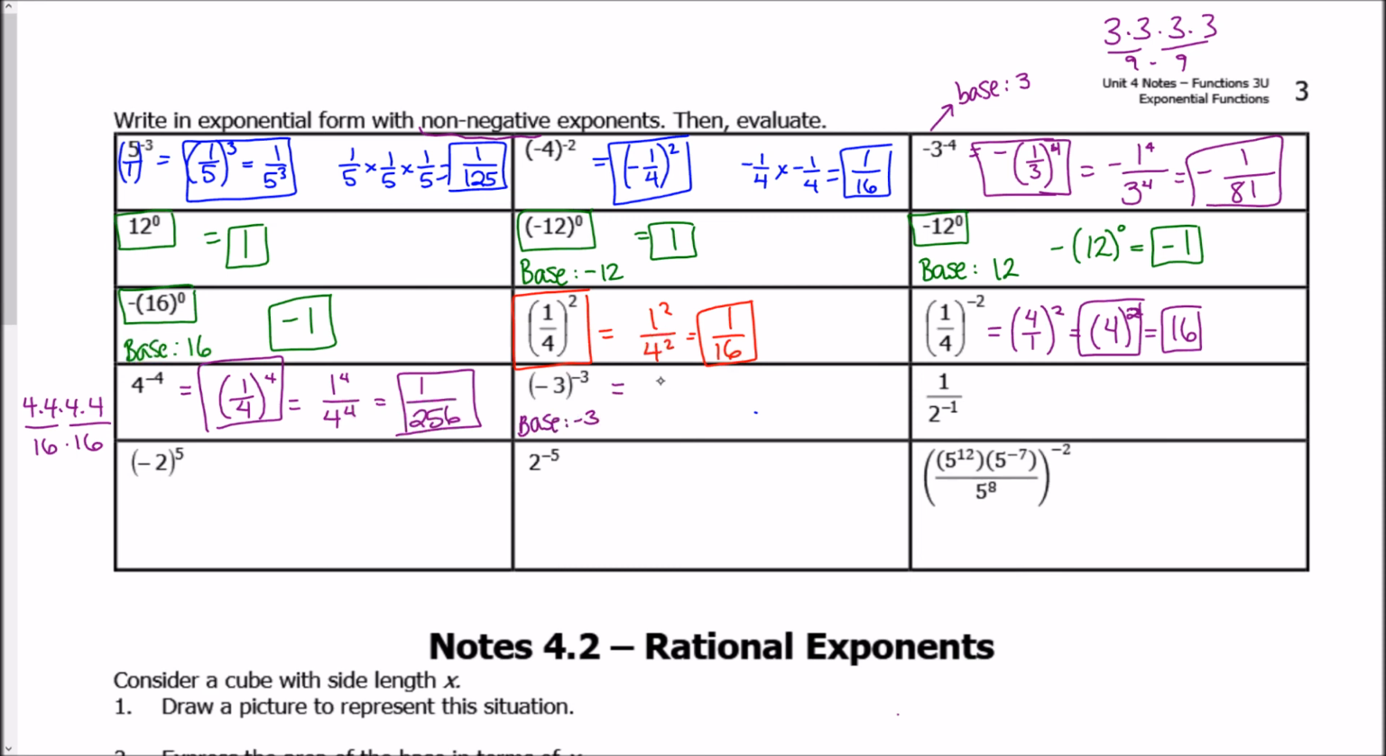So what this means is I'm going to take negative 3, do the reciprocal of negative 3, so I get negative 1/3, and raise that to the power of positive 3. So this is my answer here with a non-negative exponent.